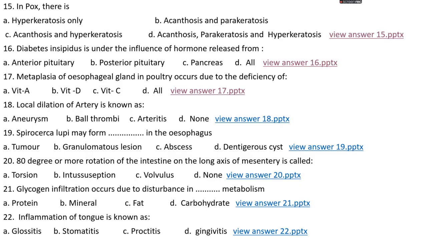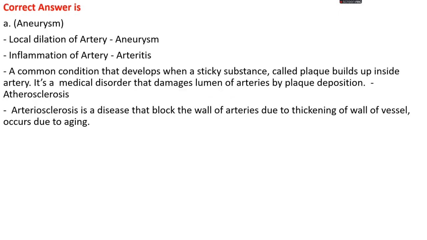Okay. Question number 18. Local dilation of an artery is known as option A, aneurysm, option B, ball thrombi, option C, arteritis, option D, none. The right answer is option A, that is aneurysm.